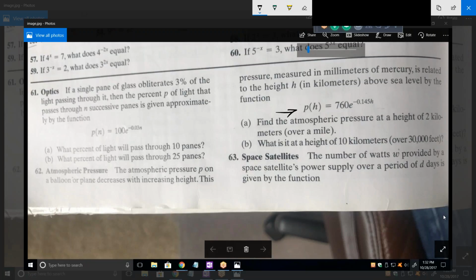So when they say find the atmospheric pressure at a height of 2 kilometers, what you're solving for is P of 2, which is what? 760 times what? Read the rest of it. E to the power of, what is it? Negative 0.145 times 2. And then that, I got 568.68. I'm going to trust your calculator. I'm not doing these with you.